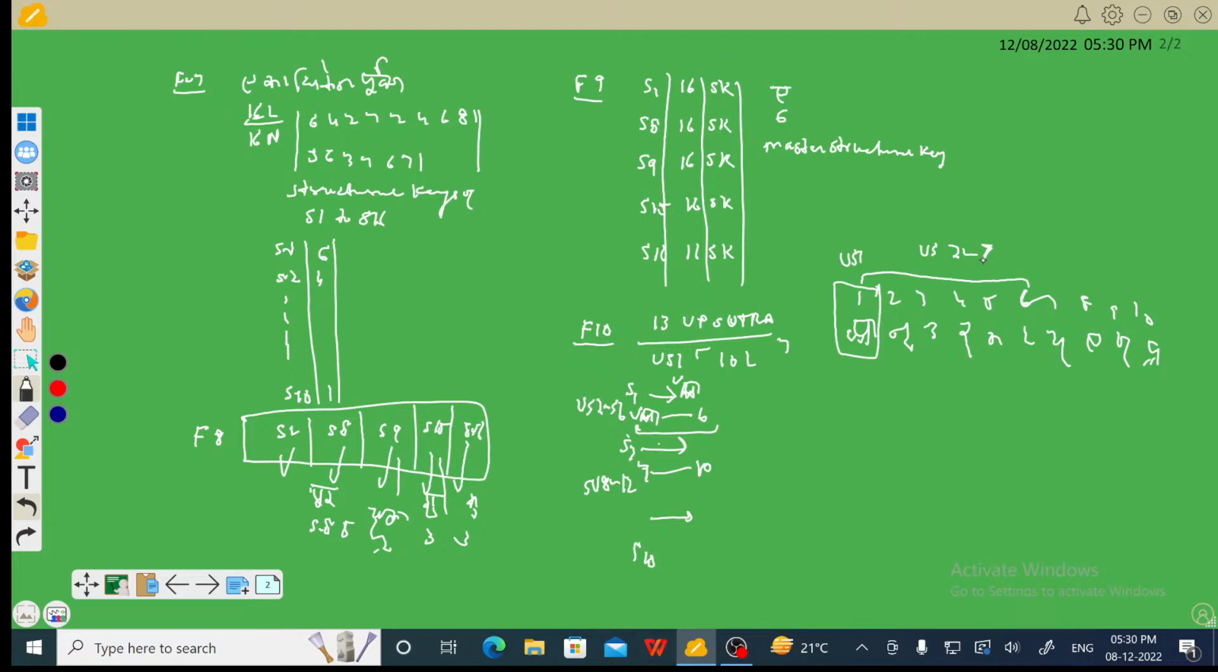Then the sutras, this will become the sutra of this as well. So Upsutras 1 and 2 are having the first structural key. The 10th letter is the structural key of Upsutra 12 and 13 together.